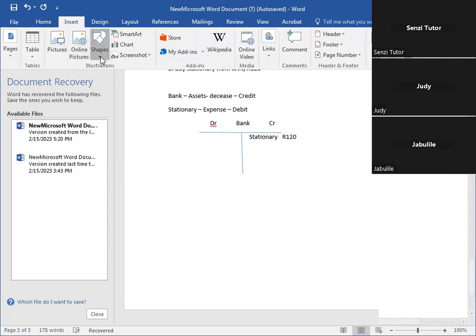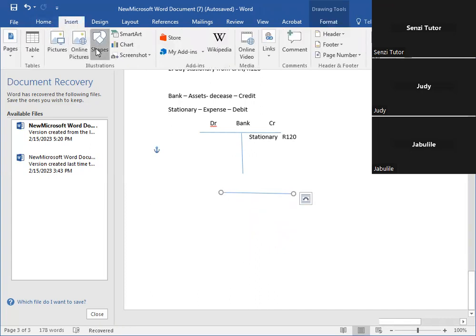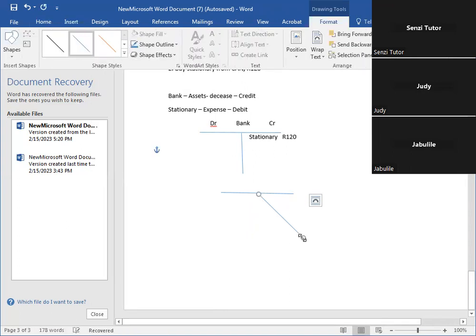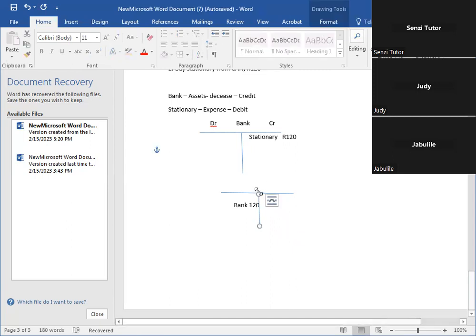Then we also have stationery. We open the account for stationery as well. Remember, we are applying the double entry principle. Therefore, we've got a bank here. How much is the money? It's 120, not 120,000, but 120 rand. Then we are done. This is for stationery.